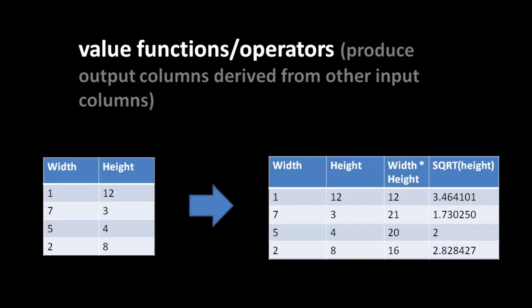So in the bottom row here, for example, the width times height column has the value 16 because the width is 2 and the height is 8. Multiply those together, you get 16, and the square root height column value is 2.828427 because that's the square root of 8. So again, what's going on here is we're using operators and functions provided by the database to produce new values, to produce new columns using values from other columns in the same row.